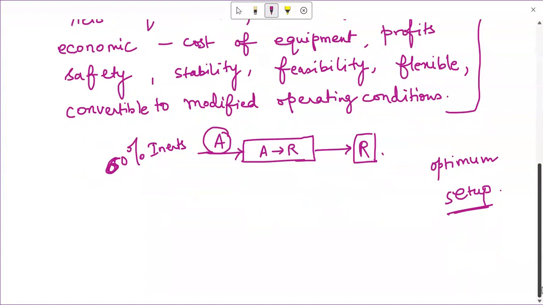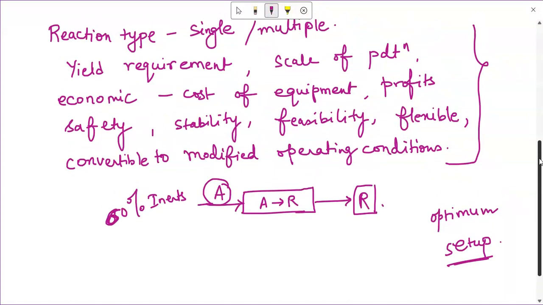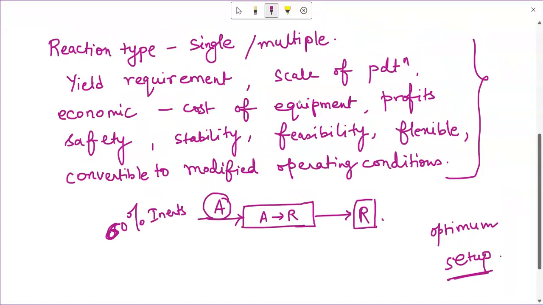Now, obviously, this kind of understanding comes with a lot of experience, but as a basic starting point for understanding reactor design, we are going to consider that we'll deal with single reactions. Okay, so that leaves us with the option of choosing amongst the other factors, that is yield requirement, scale of production, economic, safety, stability, and so on. Now here we are not going to consider the economic aspect again. Okay, so economic aspect comes much later.